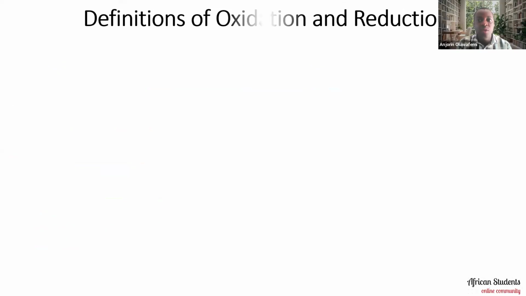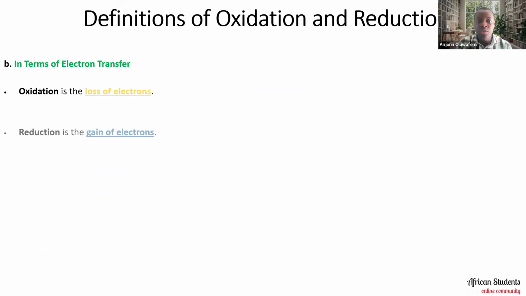Let's look at another one, still looking at the definition of oxidation and reduction, but this time in terms of electron transfer. In terms of electron transfer, we say oxidation is the loss of electrons. Reduction is the gain of electrons.